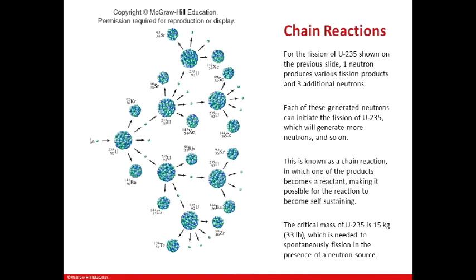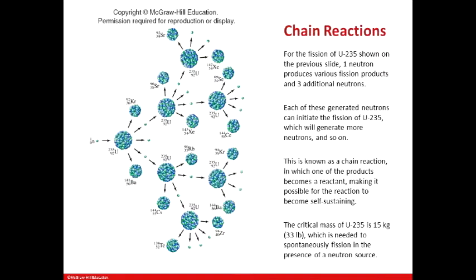For fission of U-235, this is the mass number based on this isotope shown on the slide. One neutron produces various fission products and 3 additional neutrons. That's what we're showing you here. Each of these generated neutrons can initiate the fission of another U-235, which is what we've shown you, which would generate even more, and so on. And that's what we mean by on and on and on.